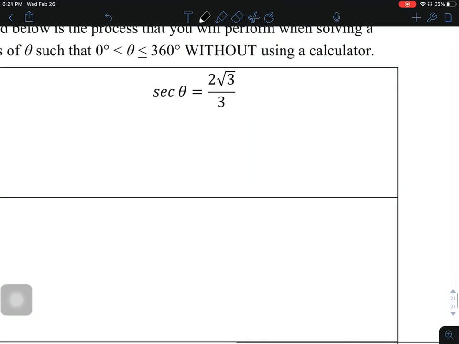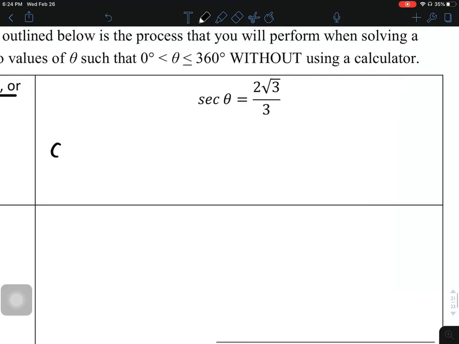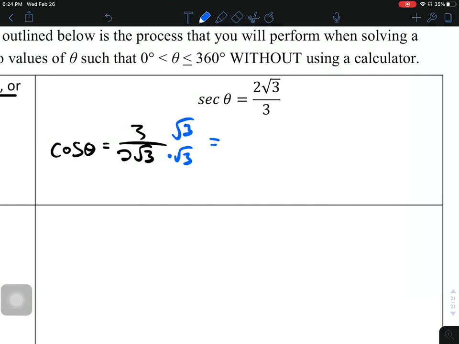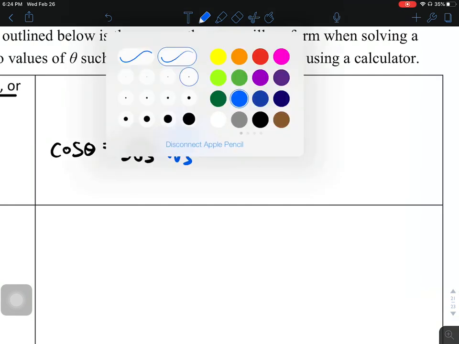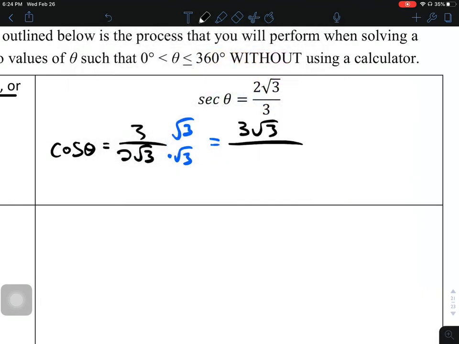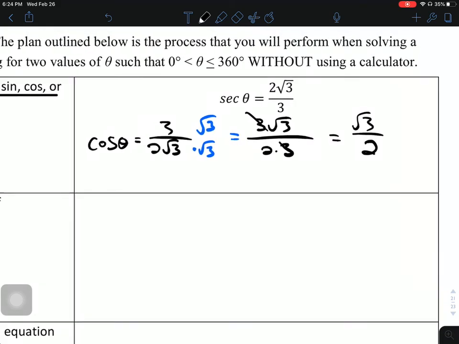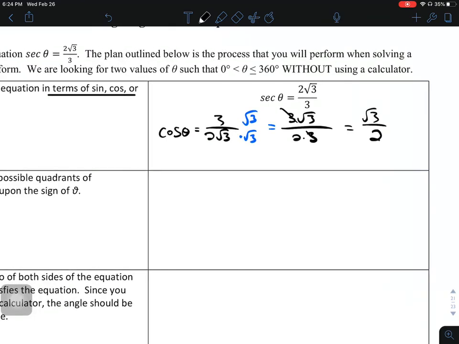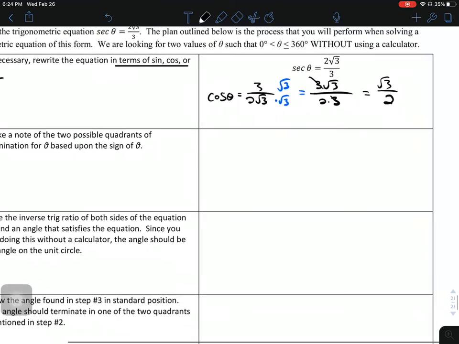Well, this is currently in secant. Secant is the reciprocal of cosine. Cosine of theta is 3 over 2 square roots of 3. Now, this does not look familiar from the unit circle. If we rationalize our denominator by multiplying by 1 in the form of square root of 3 over square root of 3, we're going to get 3 square roots of 3 over 2 times 3. The 3's cancel. We end up with square root of 3 over 2. You should recognize that fraction. Let's come back to that in a moment.